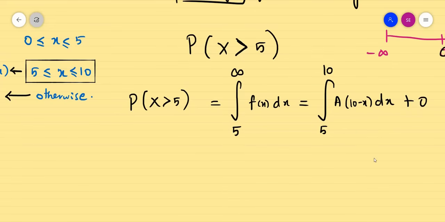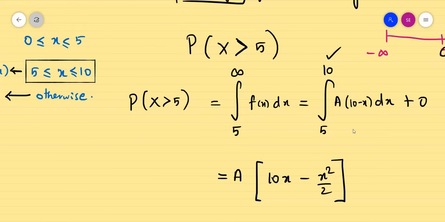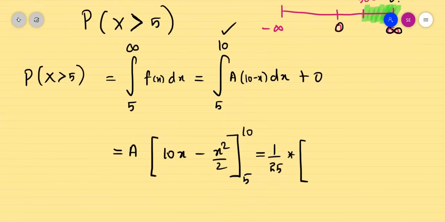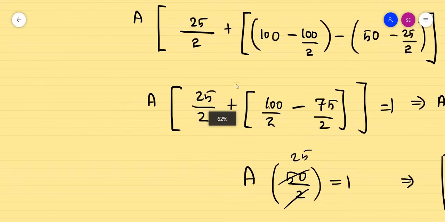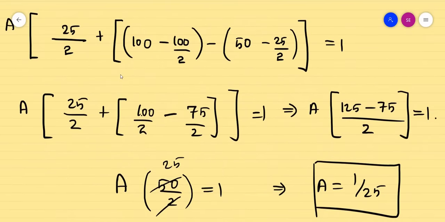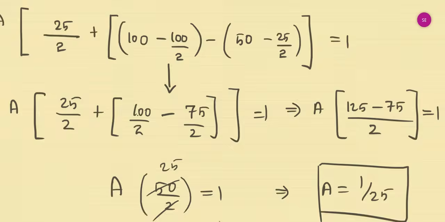Now you don't want to solve this part because we have already solved it. While you find A we can solve. For your understanding, I am solving again. So integration of 10 is 10x, x is x square by 2, from 5 to 10, and we know the A value is 1 by 25. Just now we found this. The second integration, this is the value, right? 100 by 2 minus 75 by 2, so that means 25 by 2.